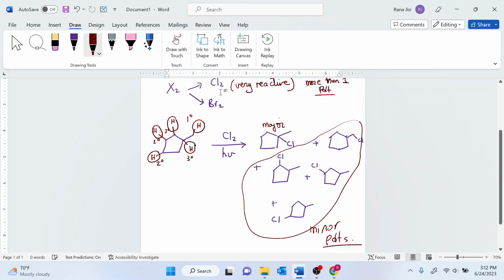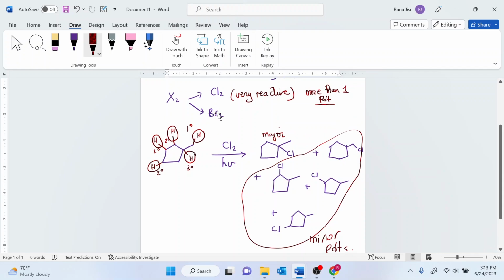But again, all of these 5 products, they happen simultaneously and they do happen at the same time. The ratio for these products is not the same though, because the major product is going to form at a higher percentage than the minor product. The only thing here is that all of the products, they do form at the same time. Bromine, on the other end, it is very selective.